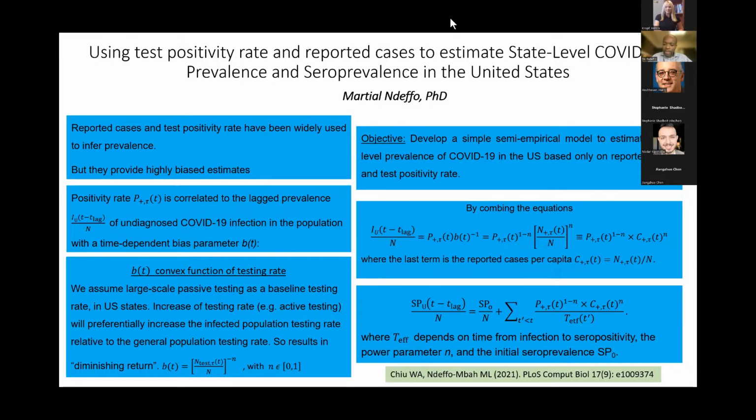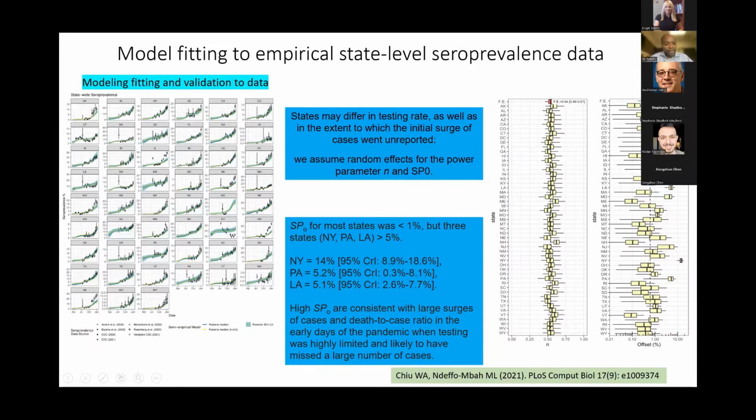Using that, we are able to derive this very simple expression between undiagnosed prevalence, testing rate, and reported cases, which we then also use to derive a function for undiagnosed seroprevalence as a function of two additional parameters, one of which is what we call the initial seroprevalence that was missed before we reached large-scale passive testing. We fitted this model against state-level seroprevalence data obtained from CDC and other publications, and also validated the model against those data.